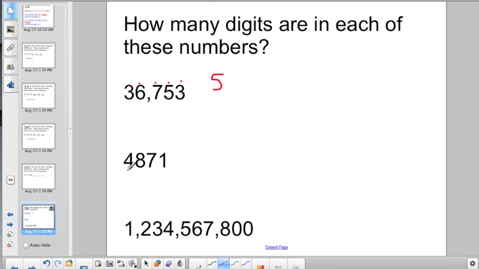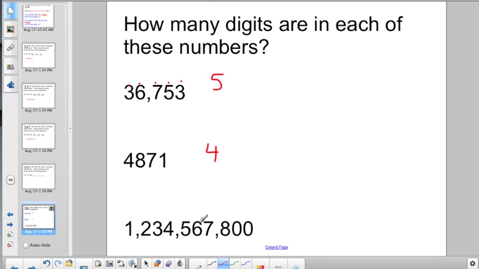Here I have 4,871. How many digits are there? 1, 2, 3. There's 4 digits there, right? Hey, this is kind of a big one. Here I have 1,234,567,800. And believe it or not, that's not the largest number we're going to deal with in 5th grade this year. But it looks pretty big, doesn't it?